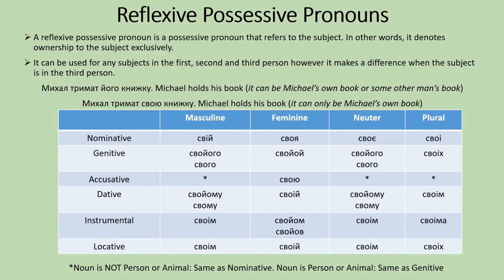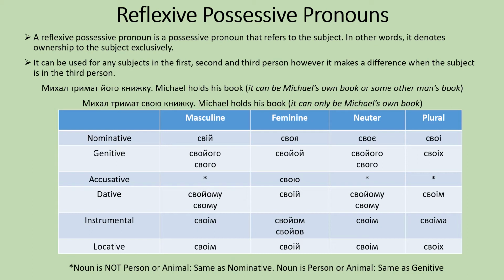Let's take a look at this example. Michał trzyma jego kniżkę means Michael holds his book. It can be Michael's own book or some other man's book. In the next sentence, we use the reflexive possessive pronoun. Michał trzyma swoją kniżkę means Michael holds his book. In this case, it can only be Michael's own book.